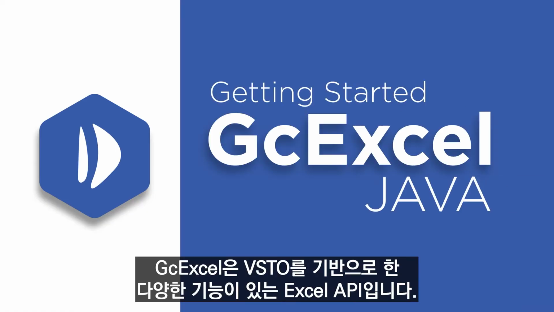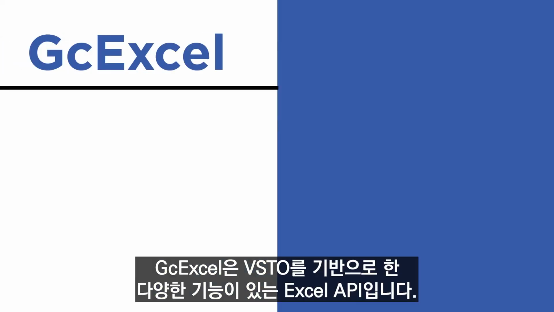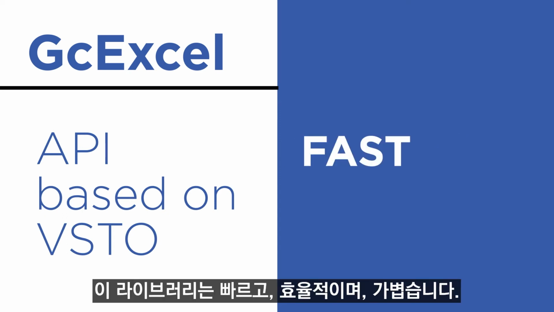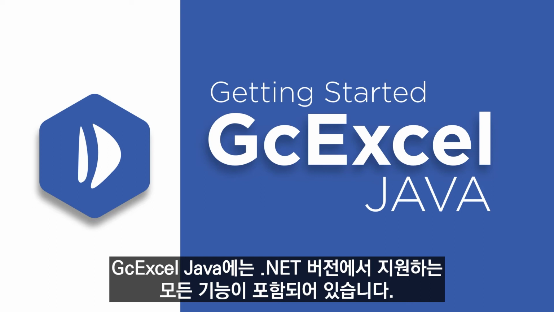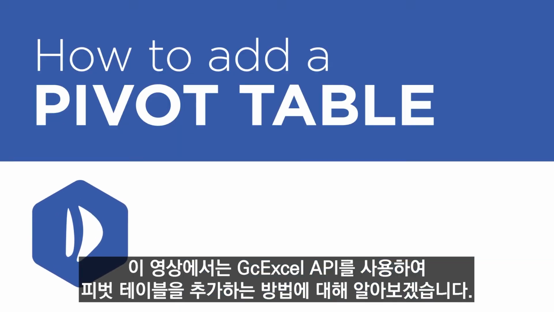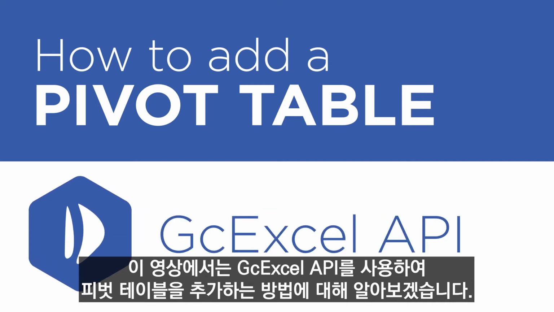GcExcel is a feature-rich Excel document API based on VSTO. The library is fast, efficient, and lightweight. GcExcel for Java includes all the features that are supported in the .NET version. This video walks through how to add a pivot table using the GcExcel API.